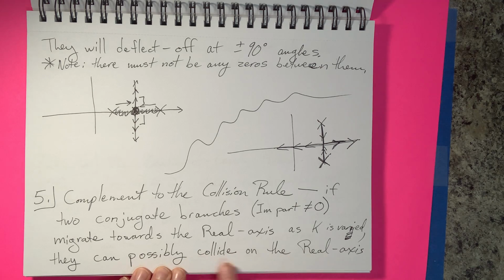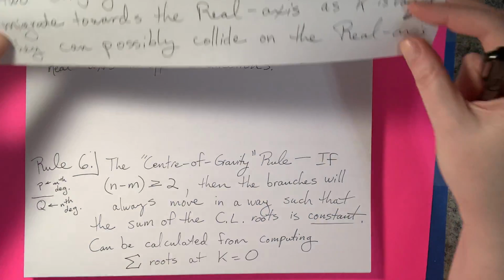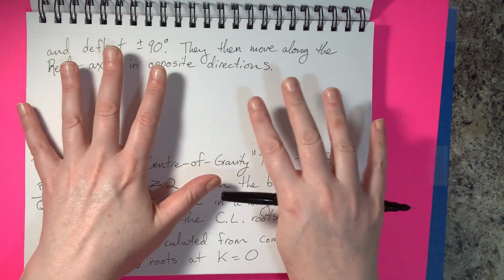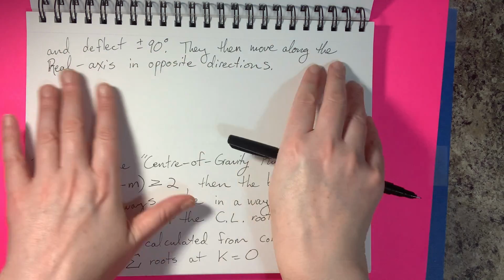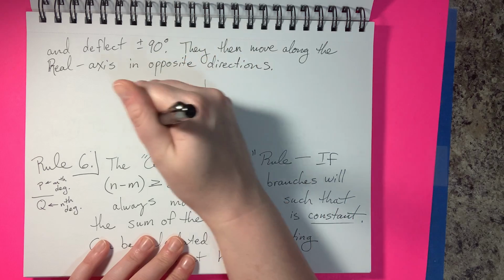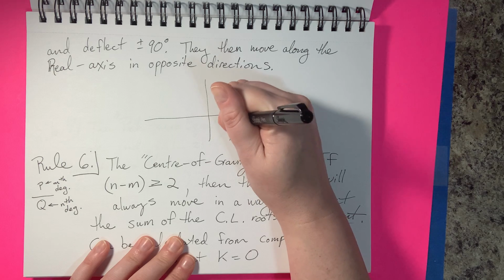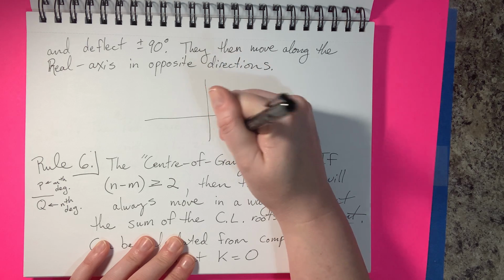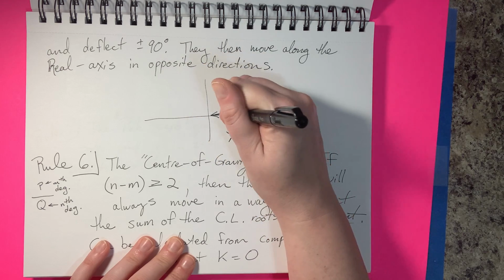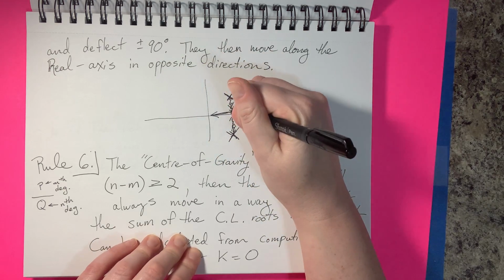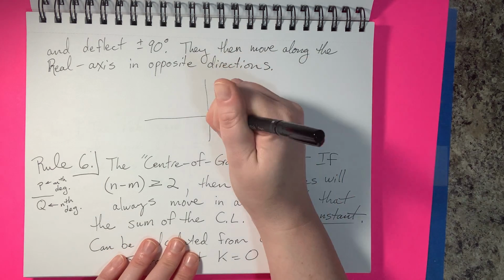So we wrote they possibly collide on the real axis and deflect at plus minus 90 degrees. We'll have to apply more rules to make sure that that is what happens. But when this does happen, they move along the real axis in opposite directions. So again, when they do collide, and that's our migration path right there, then they will move off at plus minus 90 degree angles to their original paths, just out here.